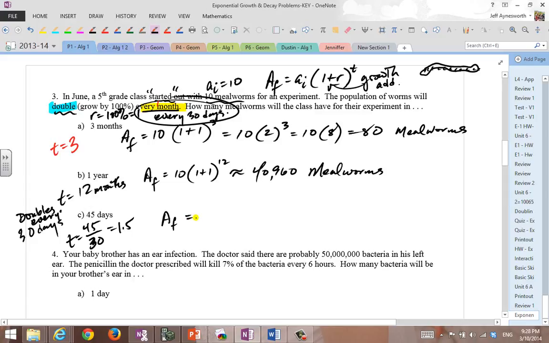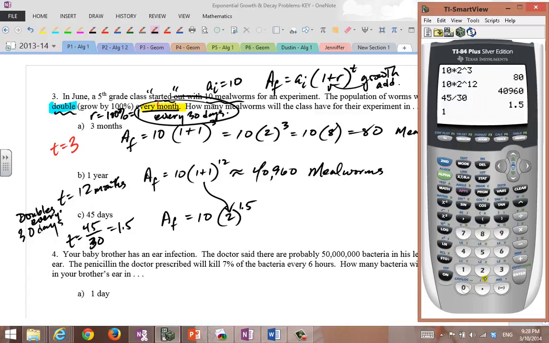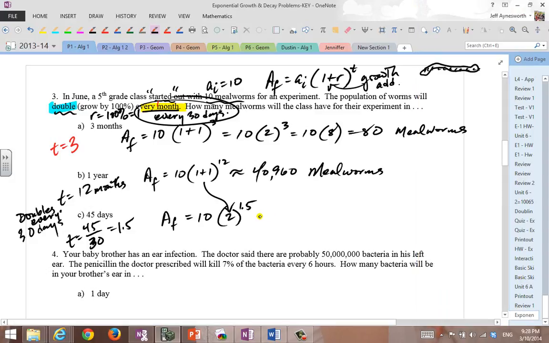So now my future amount is how many I start with, A sub I, which is in this case 10 mealworms, times the 1 plus R, which is 2. All right, it's doubling, guys. This is a doubling one. So the base is 2, and raised to the 1.5 power. So let's figure this out. So we got 10, all right, times 2 raised to the 1.5 power. That's about 28. All right, so 28 mealworms.